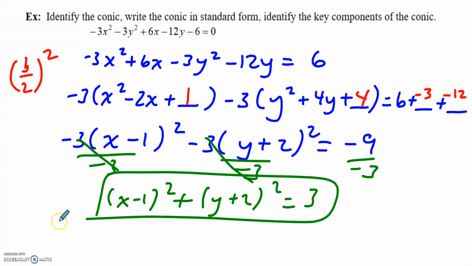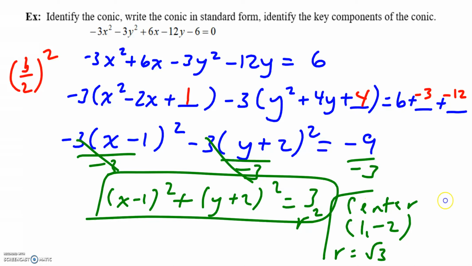This now is in standard form. So my center is at 1, -2, and my radius, if this is really r squared, that means that my radius is going to be the square root of 3. Feel free to pause and watch that again if you need to, but this idea of completing the square is going to be useful in every video to come.